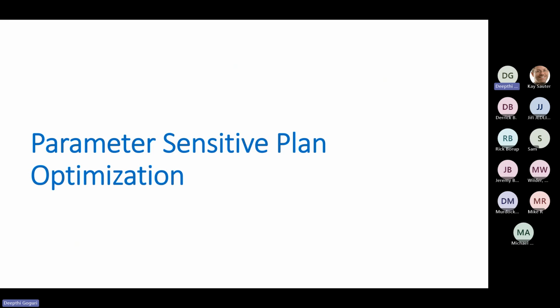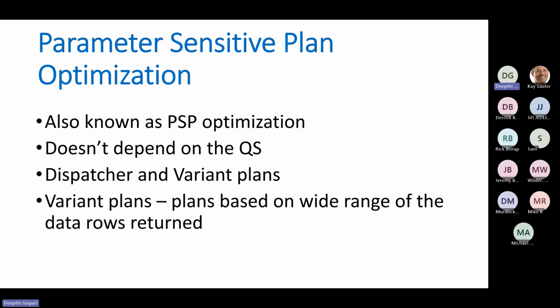So let's talk about the parameter sensitive plan optimization. It is also known as PSP optimization. Basically, this is the only IQP feature which doesn't depend upon the query store, because it has its own topology on top of it. When we talk about PSP optimization, there is something known as dispatcher and variant plans. We need to talk about the dispatcher and variant plans.